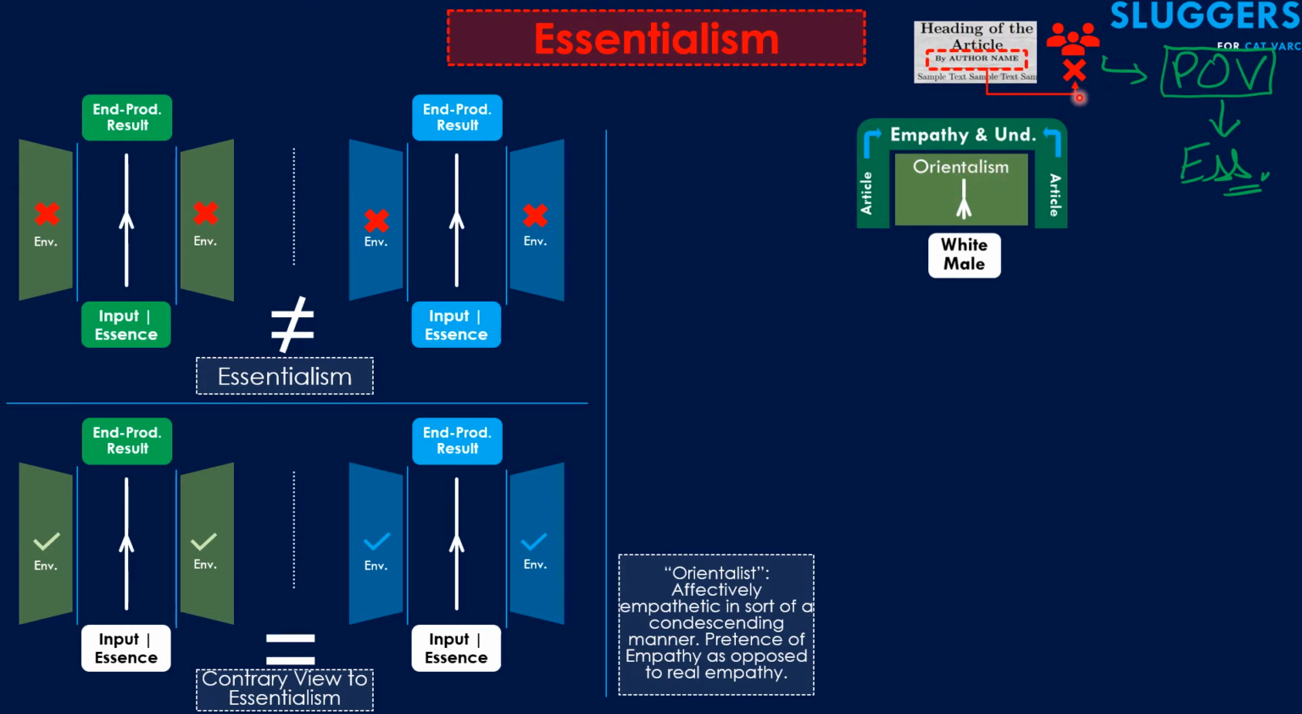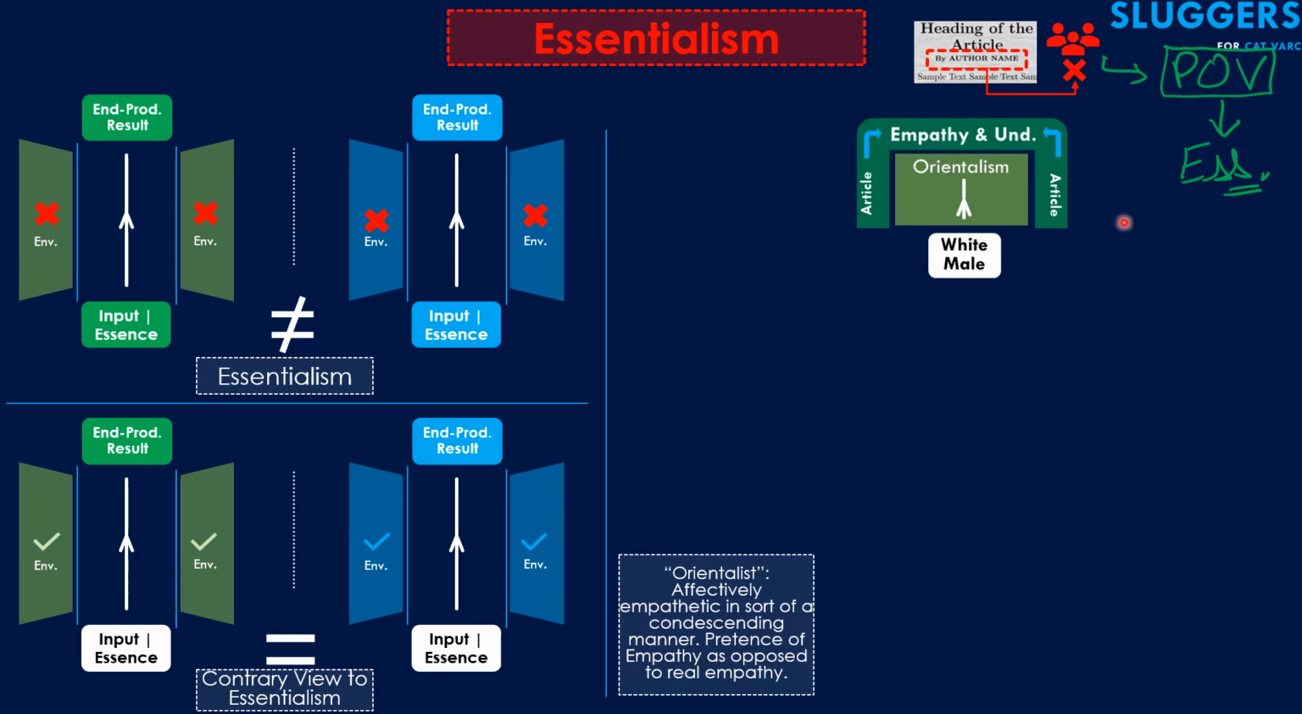So when the non-appreciative people said that the article is so Orientalist, what they essentially meant is that the empathy and understanding demonstrated in the article is not genuine. It is basically a pretense. Okay, and that's what they meant by Orientalism, and that's their criticism of the article. So I hope we have understood that part. We have understood their point of view.